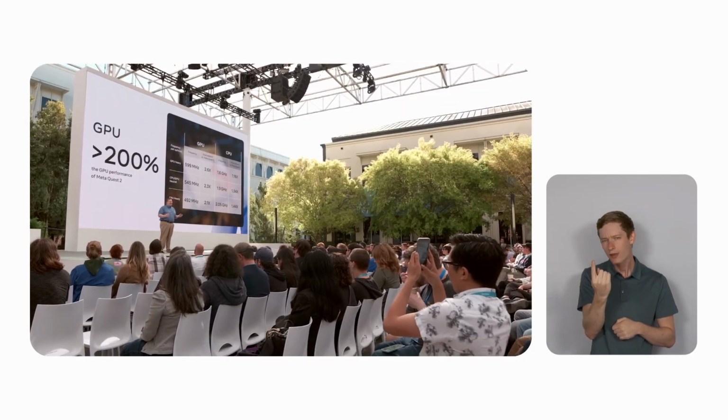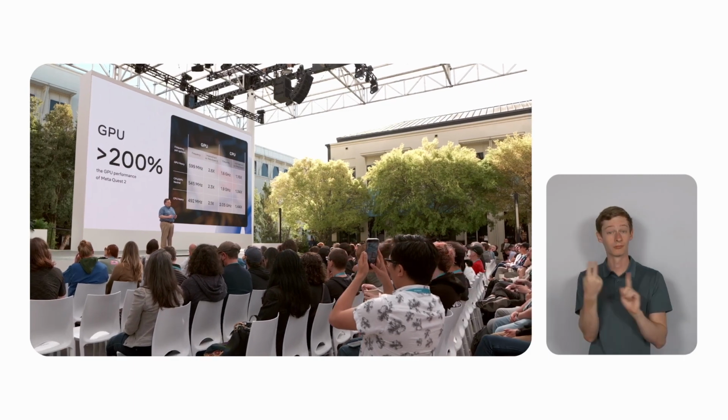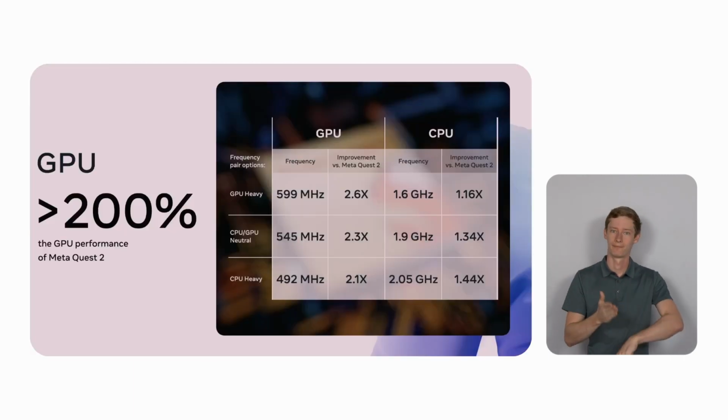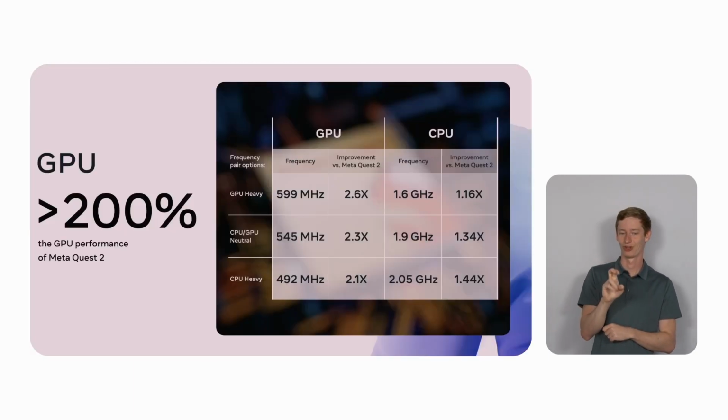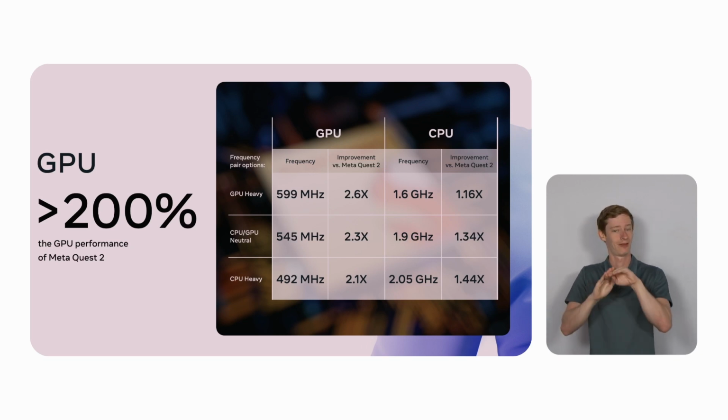But that's just one side of the coin. On the flip side, with the GPU, things are even better. The upgrade from the Adreno 650 of Quest 2 to the Adreno 740 of Quest 3 represents a significant boost, more than 200% the GPU processing power.